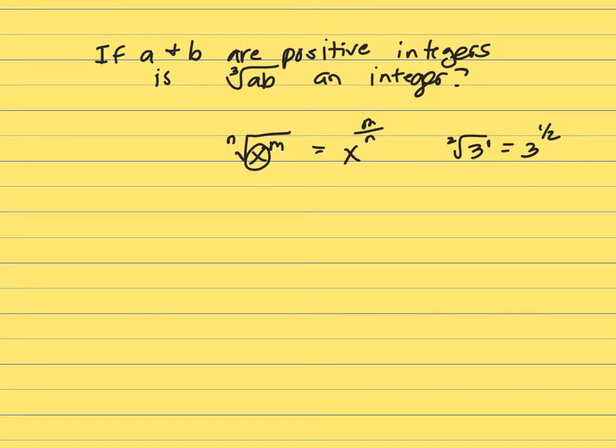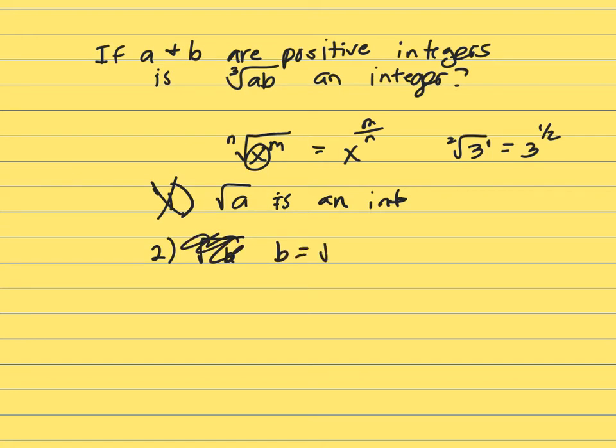All right, so if we look at your clue 1, it says the square root of a is an integer. Square root of a is an integer. Well, that doesn't tell you anything because you don't know what b is. So clue 1 doesn't work. And in clue 2, you've got the square root of b. Nope, you don't. You have b equals the square root of a. And there is an error in the solution, in the explanation to this problem.